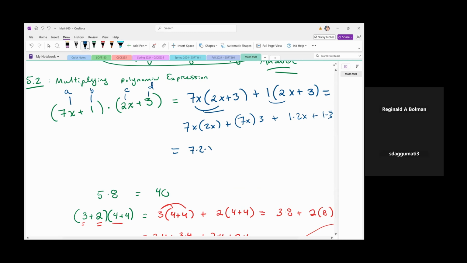7 times 2 times x plus 7 times 3 times x plus 1 times 2 is 2x plus 1 times 3 is 3. Note that for this 7x times 2x, the associative law at this point in time kicks in, so you may remove the set of parentheses.